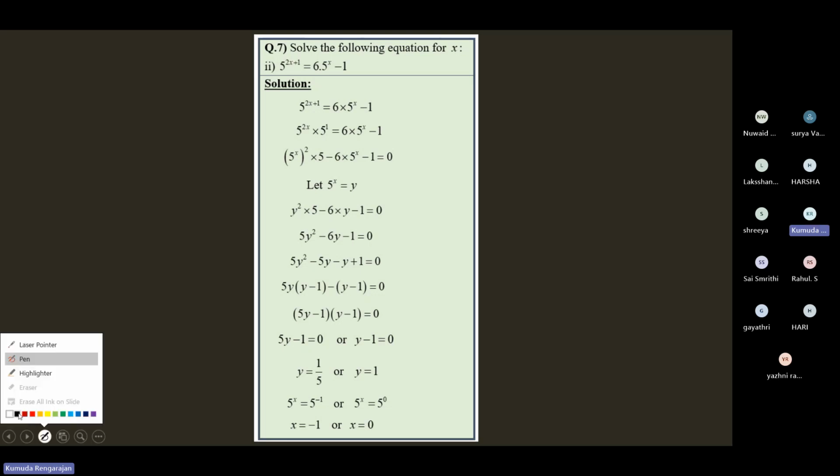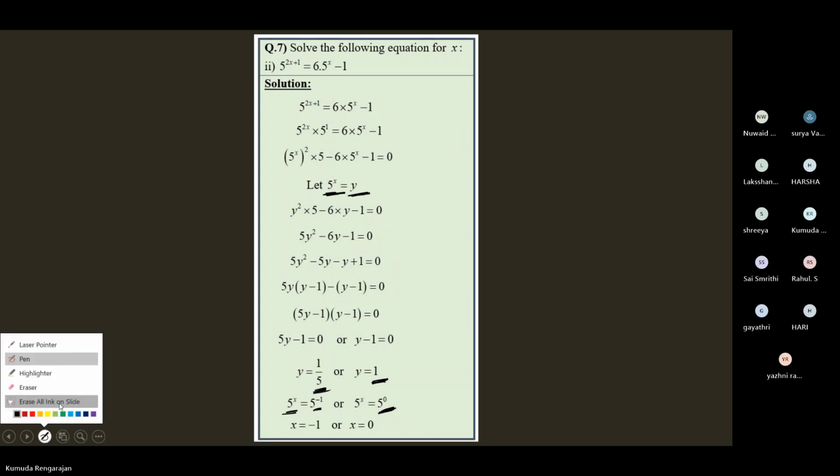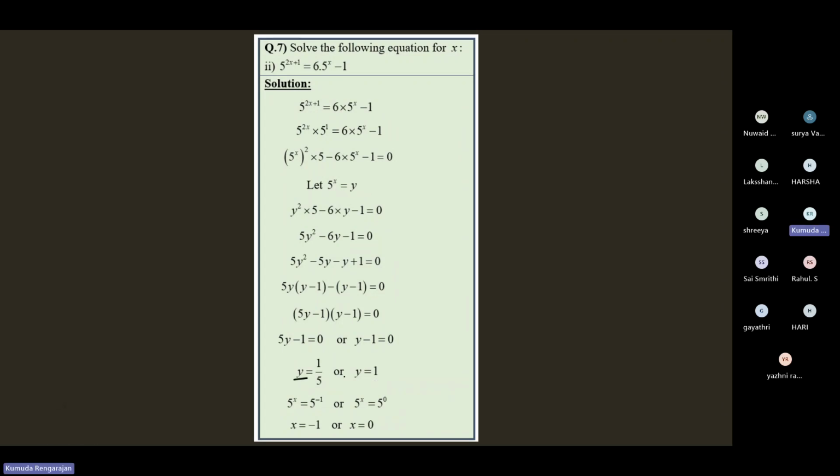So what are the values we get for y? 1 by 5 and 1. And what is 1? 5 to the power 0. What's 1 by 5? 5 to the power minus 1. So 5 to the power x is equal to, because we've assumed 5 to the power x to be y, let 5 to the power x be equal to y. So we have y as 1 by 5, y as 1. If y is 1 by 5, that means 5 to the power x is equal to 1 by 5. And what is 1 by 5? 5 to the power minus 1.